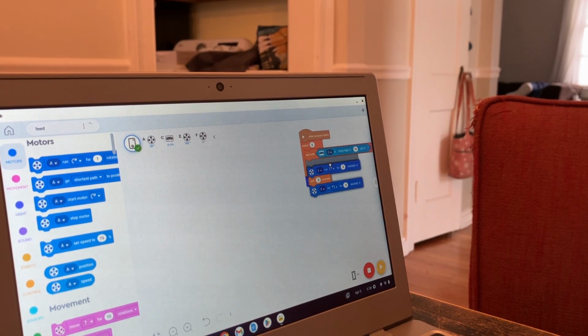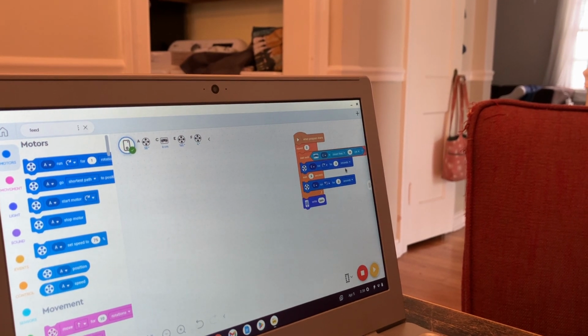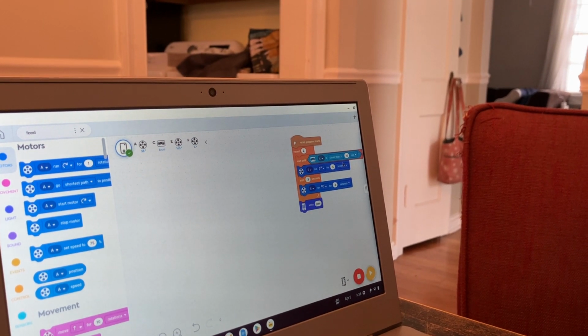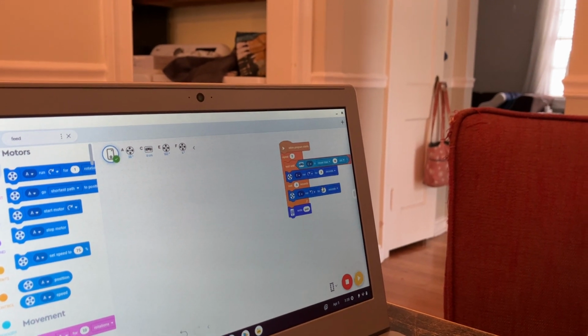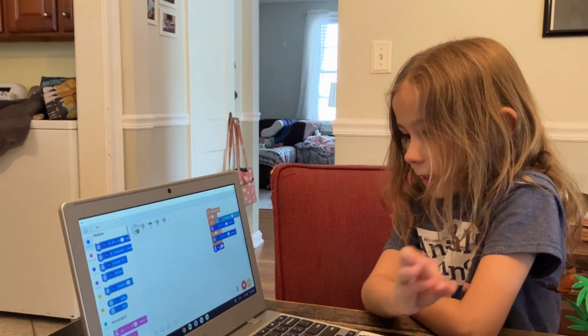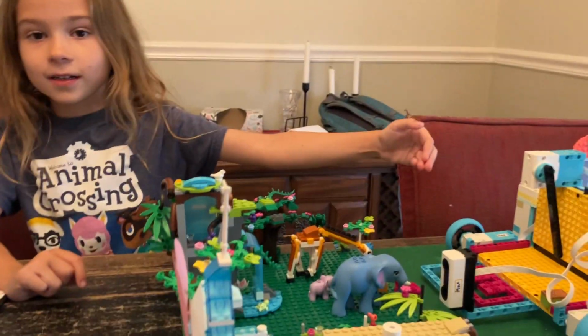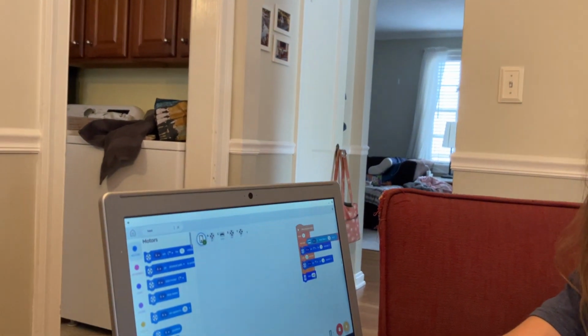E run this way for 0.5 seconds. E run is the other way for 0.5 seconds. And what is that part telling the robot to do? It's telling it to kick the food and give it to the animal, and then it writes yum.